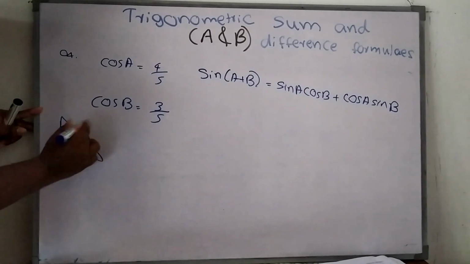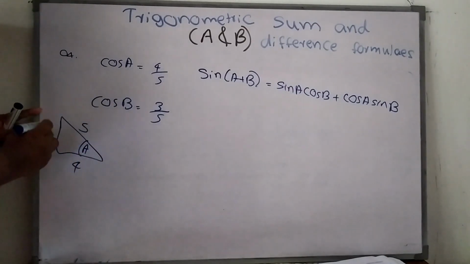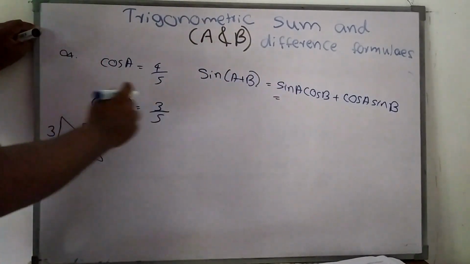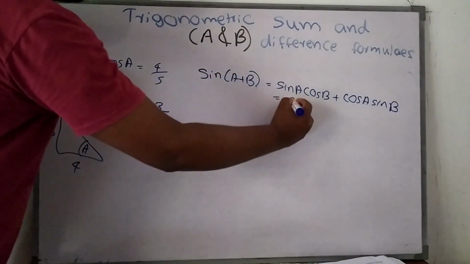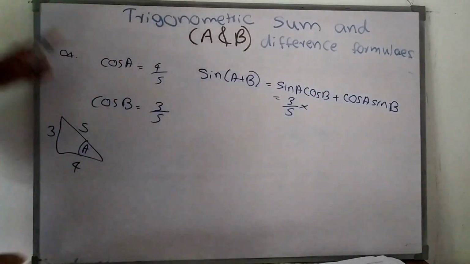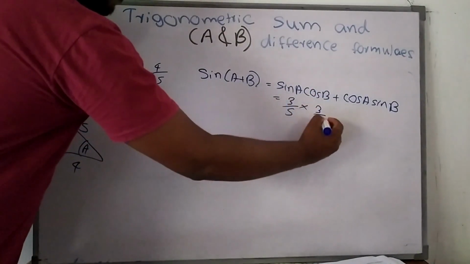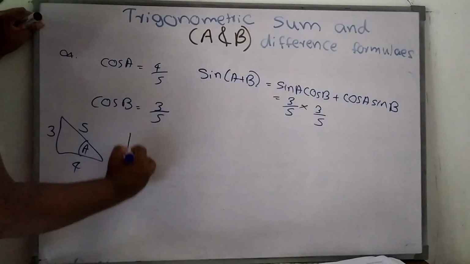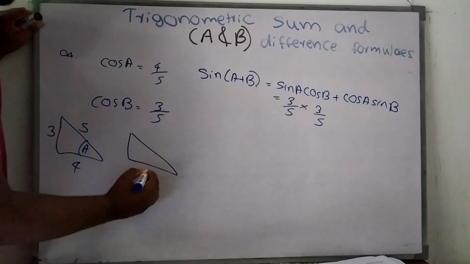4 over 5. So 25 minus 16, it's 9. Then it will be 3. Then sin A is 3 over 5. Cos B is 3 over 5. Right? So what about cos B? It's 3 over 5.